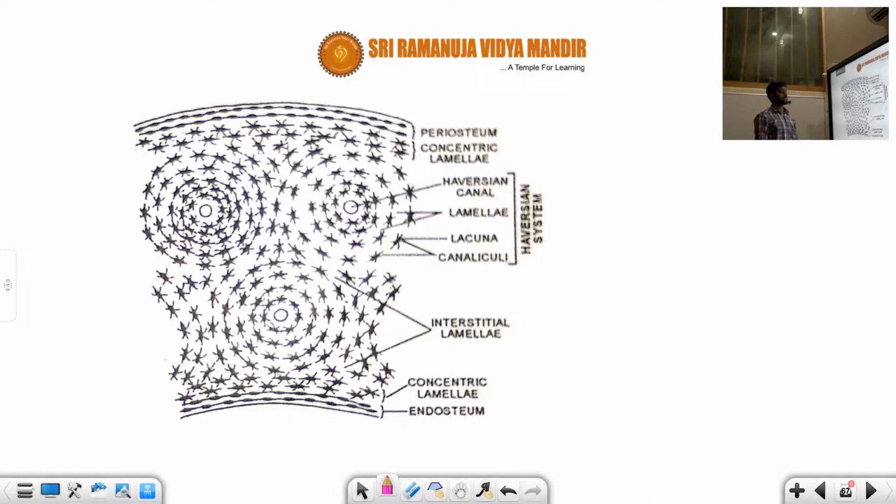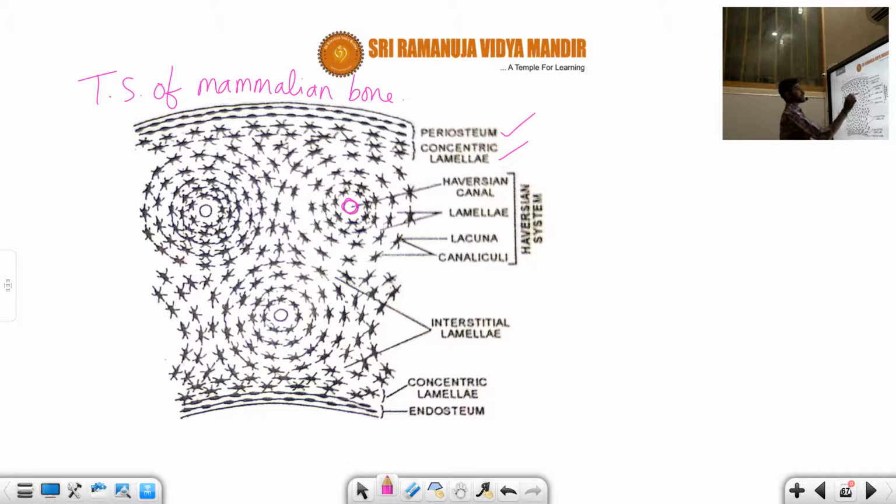So next, you can see this also represents, students, a TS of mammalian bone. And this TS of mammalian bone, you already know, the outermost layer is called the periosteum, and below the periosteum there is a matrix called the concentric lamellae. Now we can see the center part, students. This is the center part. This is called the Haversian canal.